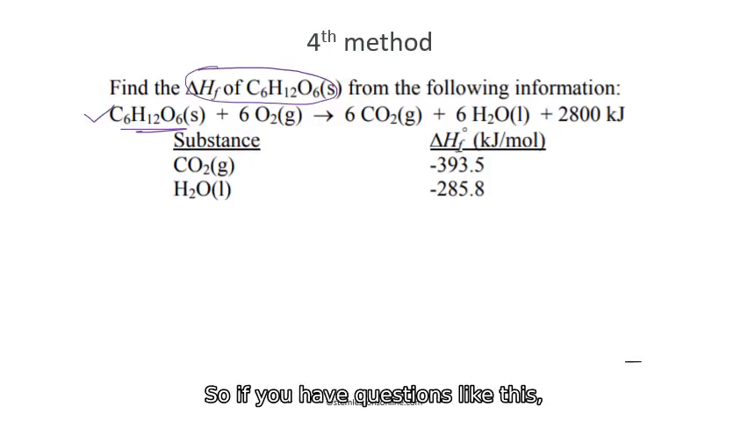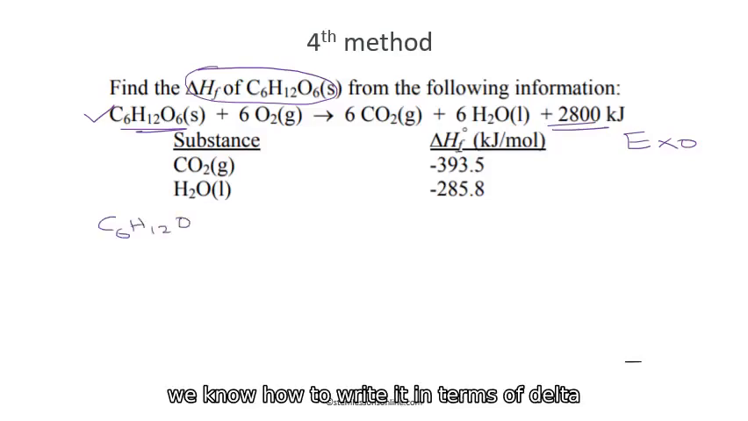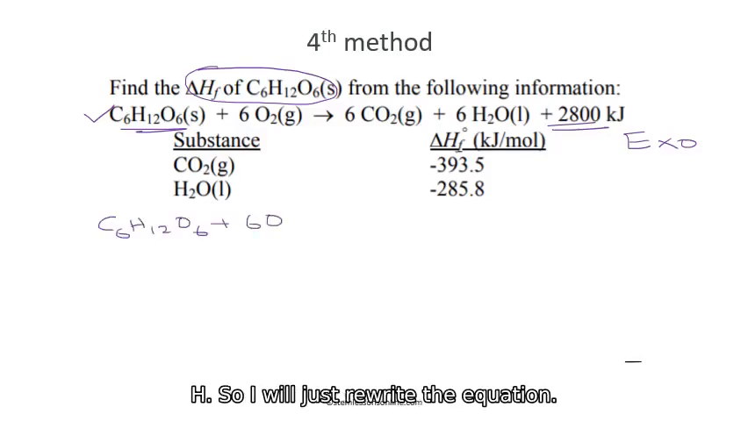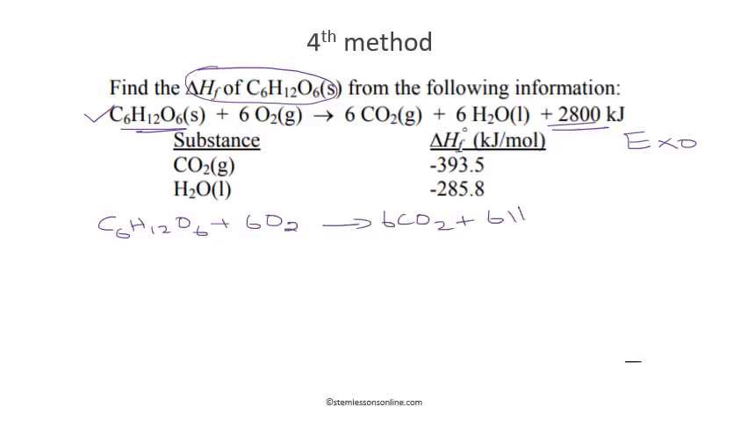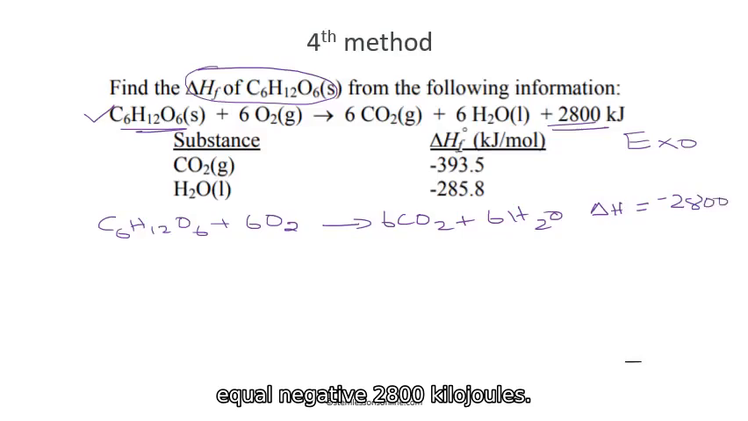substance. So if you have questions like this, we should know what this one means. It's on the right side of the equation. If it is on the right side of the equation, we know that it is an exothermic reaction. If it is an exothermic reaction, we know how to write it in terms of delta H. So I will just rewrite the equation, and I will rewrite this one as delta H equal negative 2800 kilojoules.